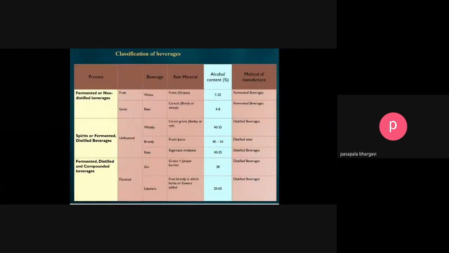And this is the classification of the beverages. Alcohol content for wines, beer, whiskey, these things are important. Fermented or non-distilled beverages. They will ask whether beer is a fermented or unfermented, non-distilled or distilled beverage, like that. You have to learn this table.